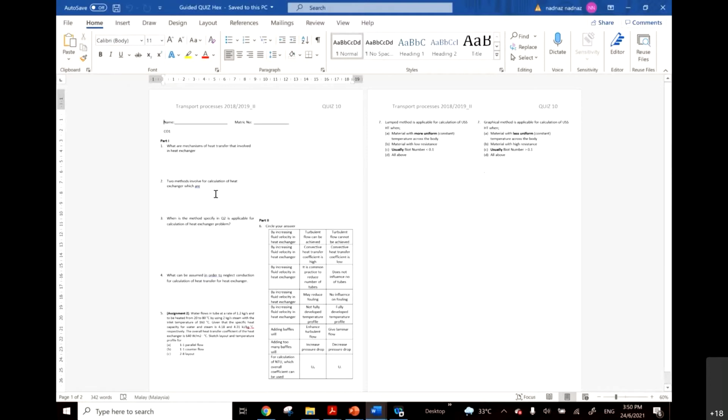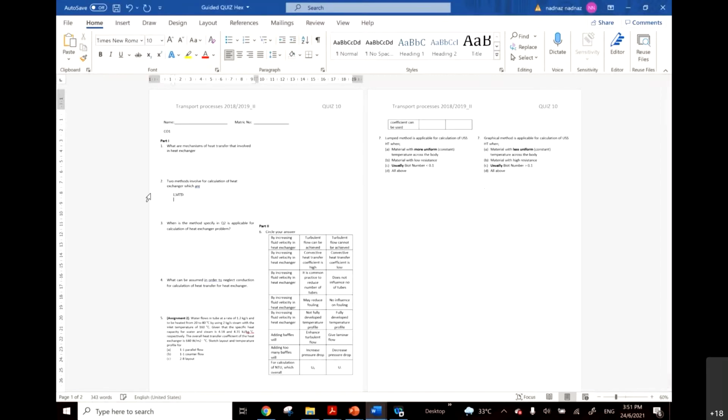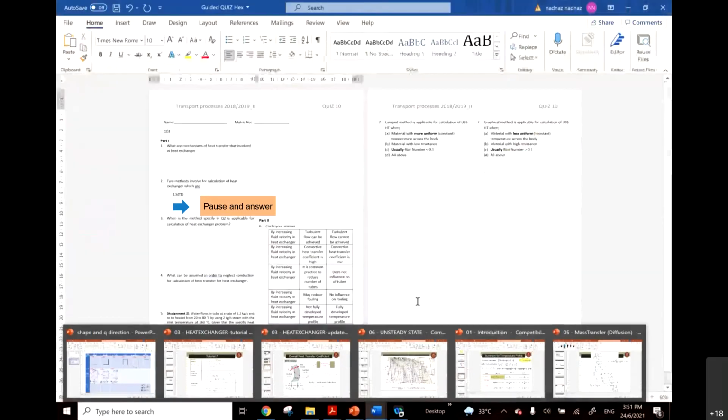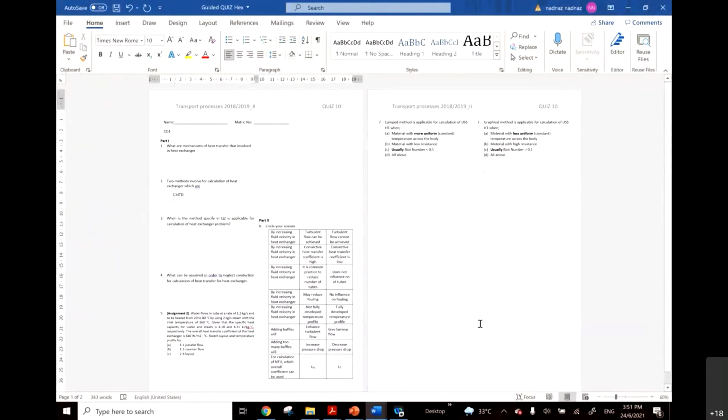And two methods are involved for calculating the heat exchanger, we have two methods. One is the LMTD method, and the other one, which one? So here we have LMTD and what is the other one? Anyone? NTU, very good. Okay, NTU.